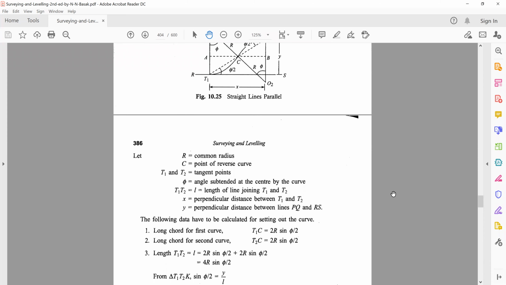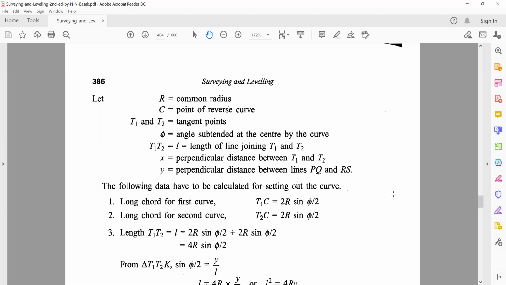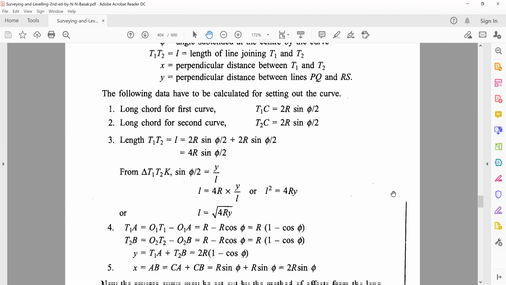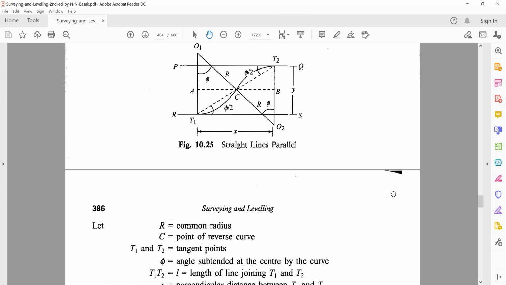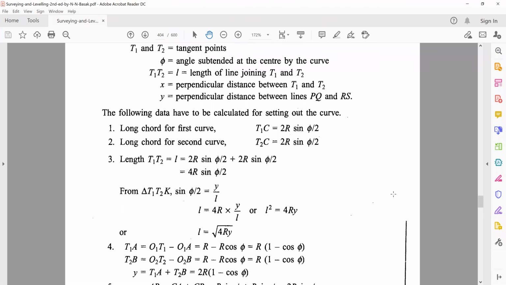So for this curve, we have the data that needs to be calculated. First, the long chord of the first curve, which is equal to 2r sine phi by 2, which is the distance between T1 and the point C. And similarly, we have the long chord for the second curve, which is again 2r sine phi by 2. Now the length, which is the sum of the two chord lengths, the length T1T2, is equal to 4r sine phi by 2. And that is because for both the curves, the angle of deflection is equal and the radius is equal, so you get a very simple relation.